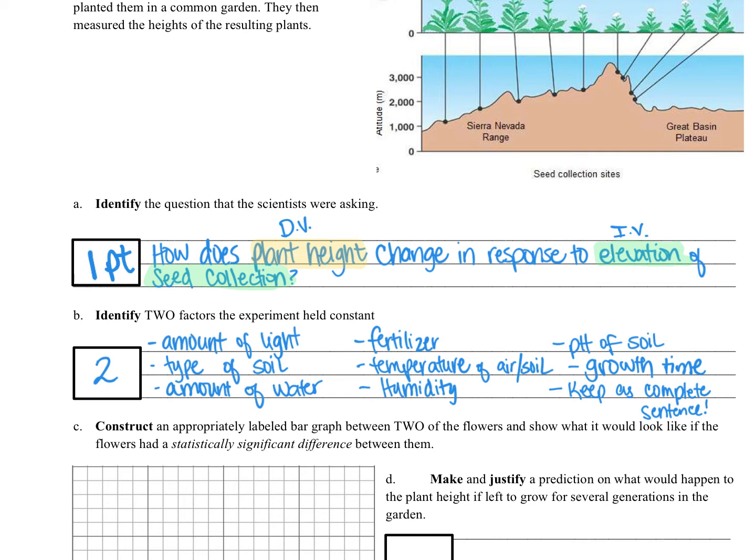But it is important that you keep this as a complete sentence. So if I were writing this as a complete sentence, it might be: 2 factors held constant in the experiment include the amount of light the plants get and the temperature of the soil. Or you could also say that 2 variables held constant in this experiment were the amount of water the plants received and the growth time of the seeds.